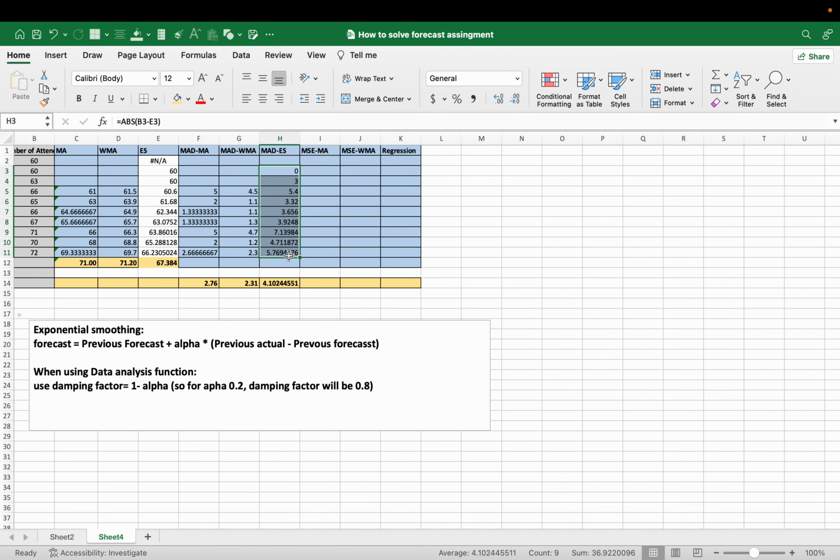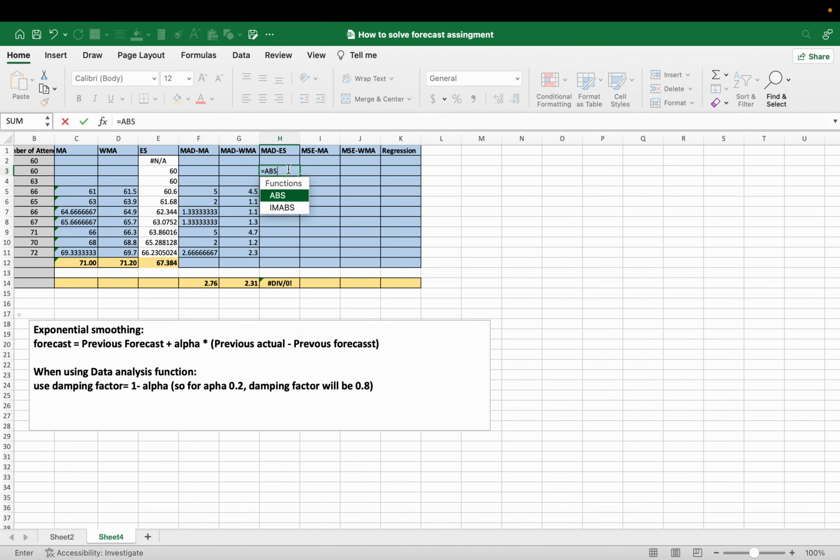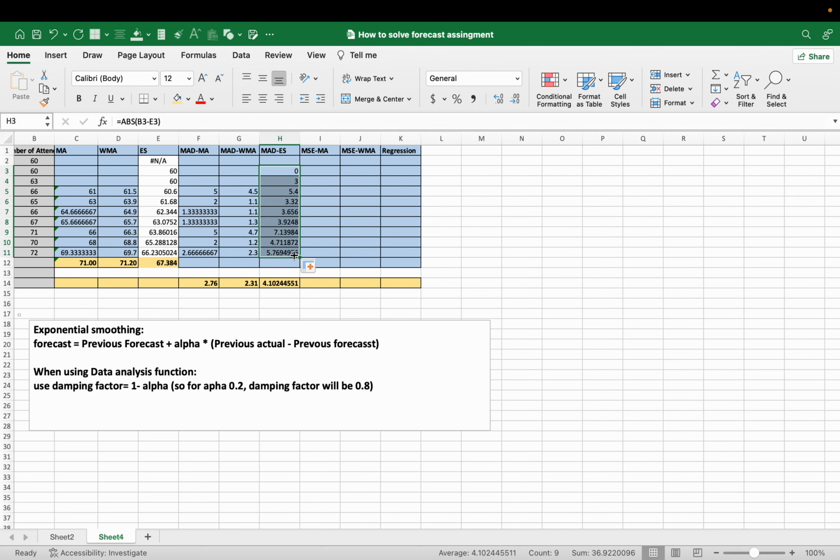Let me just do it one more time. Here is equal to absolute of this one minus this one, and when we drag it, we get this one, that's 4.10.